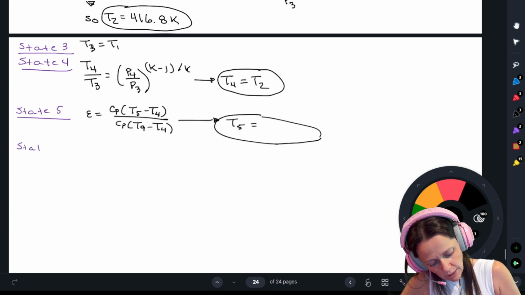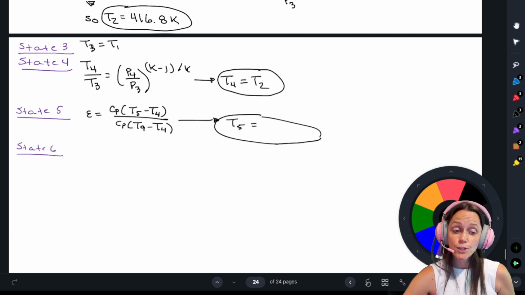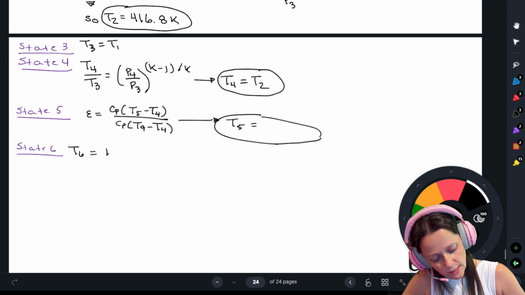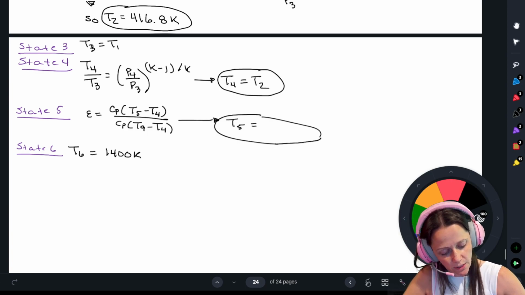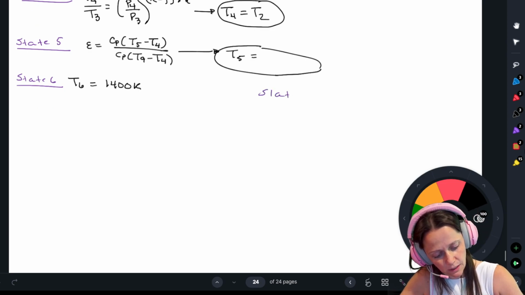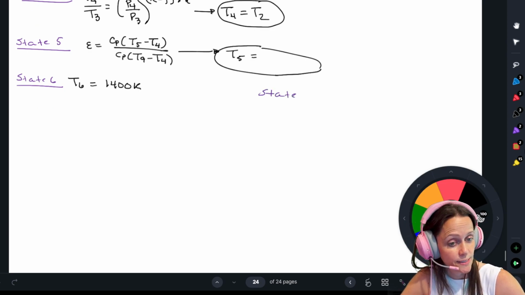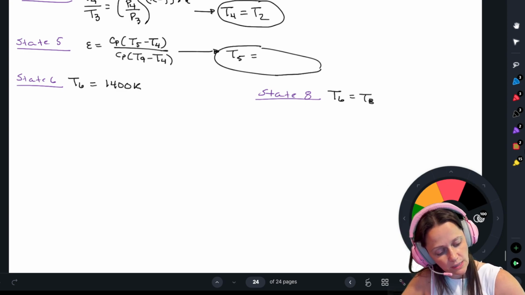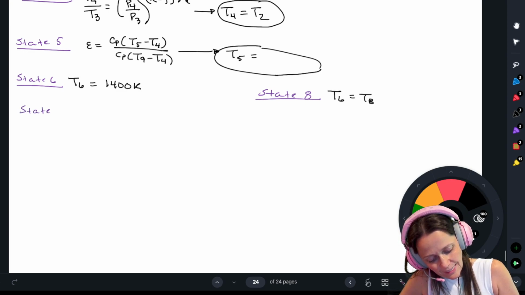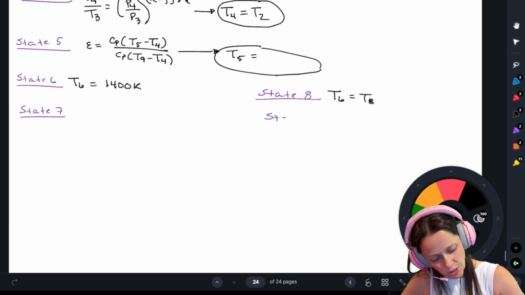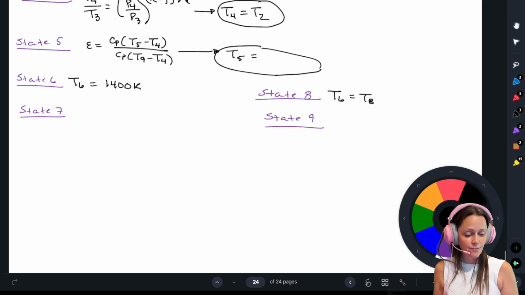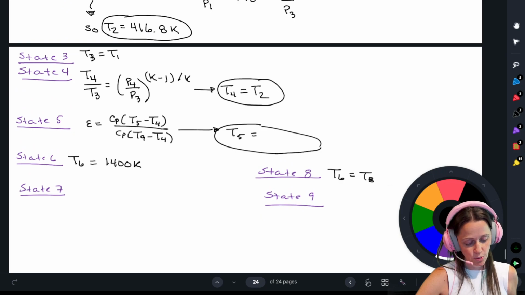All right, moving right along. Almost there. So state 6. State 6 is given to us. So T6 is 1400 Kelvin. And by the way, just so we're not too worried, we'll see that state 8 is also given to us. So T6 and T8 are the same. And it is the same operating conditions and the same inlet conditions. So we'll find that T7 and T9 are the same, but let's prove that to ourselves.